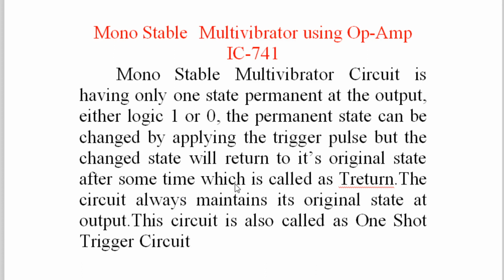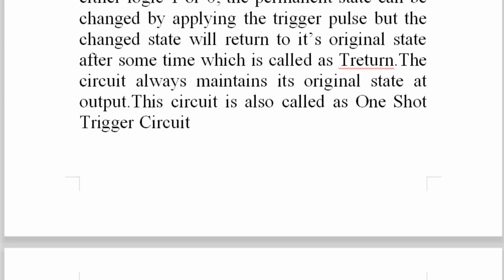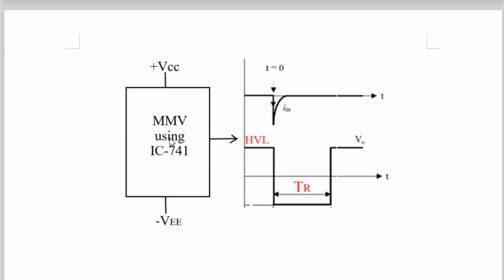It is a very simple definition. The circuit always maintains its original state at the output. This circuit is also called a one-shot trigger circuit. You have to apply the trigger only once. The state will change, and after some time it will come back to its original position, and that time is called T return. And this is the circuit we are going to study. The definition is very simple, and from the block diagram also you can understand it.